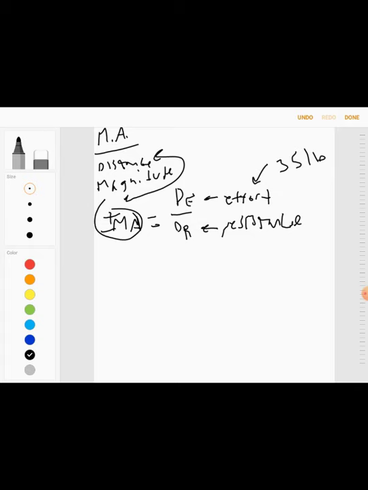Based on what simple machine you're using, there are easy ways to figure out what the effort and resistance forces are. That won't be in this video, though.